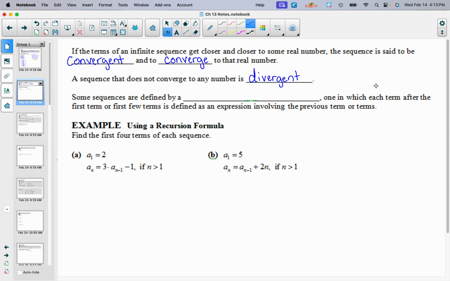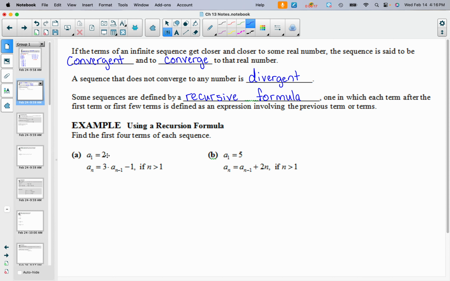Some sequences are defined by what's called a recursive formula, one in which each term after the first term or first few terms is defined as an expression involving the previous term or terms. So with a recursive formula, you have to know what you had before to see what you get next. So here's an example of using a recursion formula.